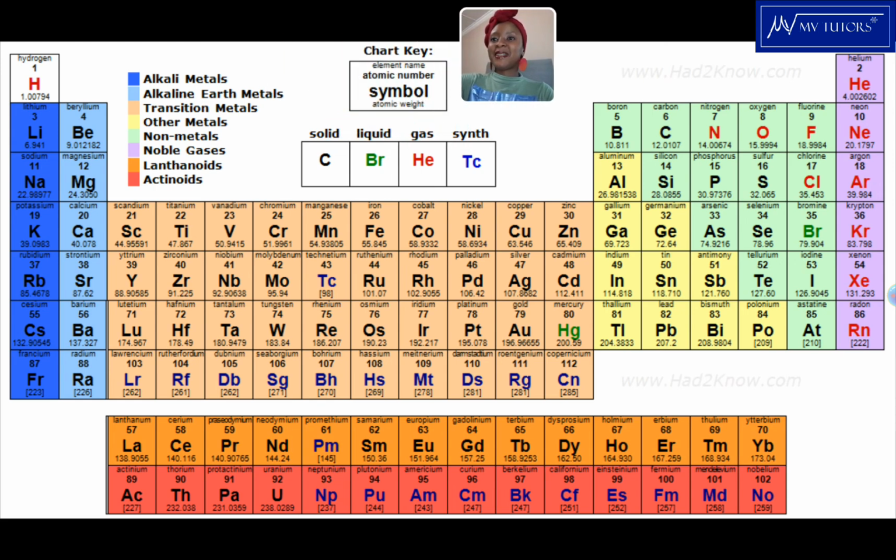Okay, put myself there. So don't forget, for your group 1, group 2, as well as your transition metals, this orange phase here, group 1 would be your alkali metals, group 2 your alkaline earth metals, and then you have your transition metals in between, and then the yellow part, some other metals.